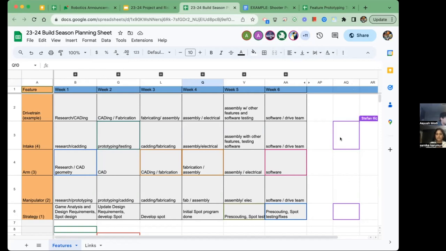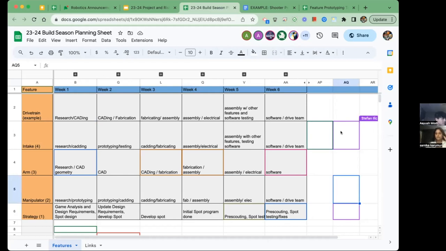Yeah, Lodum, go ahead. I don't know if this is clarified, but there are 2 types of assembly. I feel like assembling the actual feature and assembling all the features together. I don't know if that's accounted for in this. Yeah, all of these beginning ones are initial assembly, and then by week five, we start to see integration for the whole robot. Yeah, that's important to note.